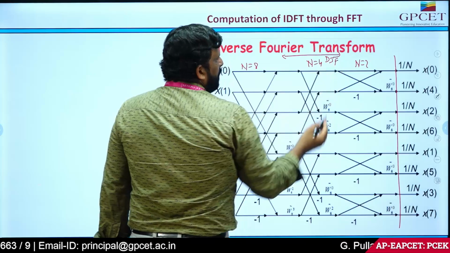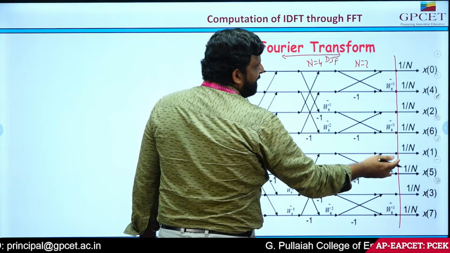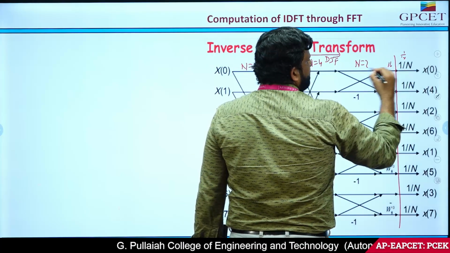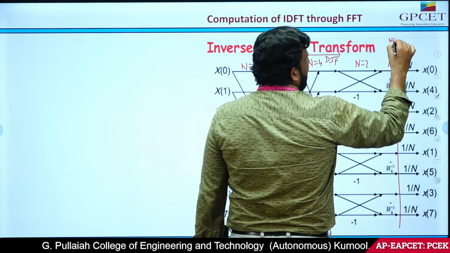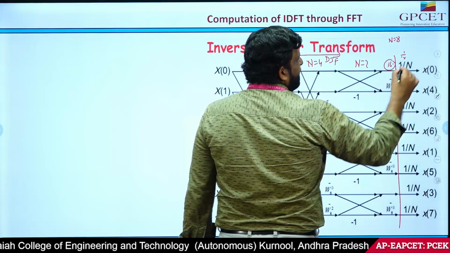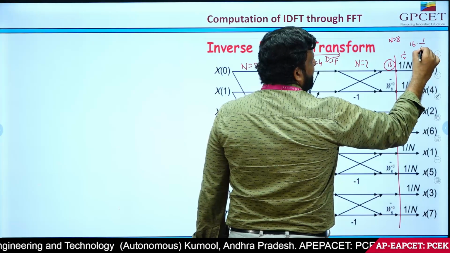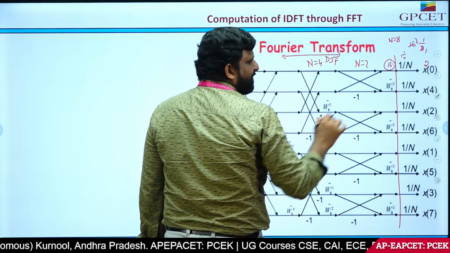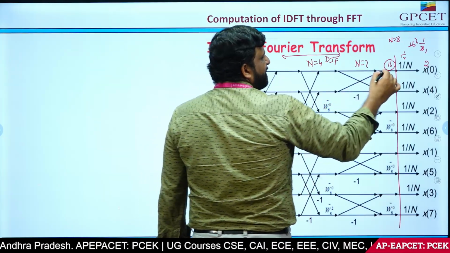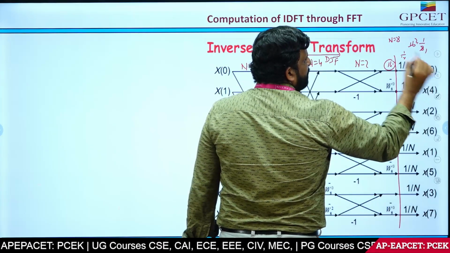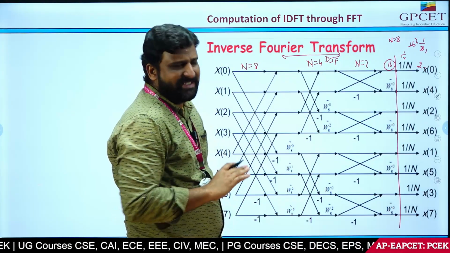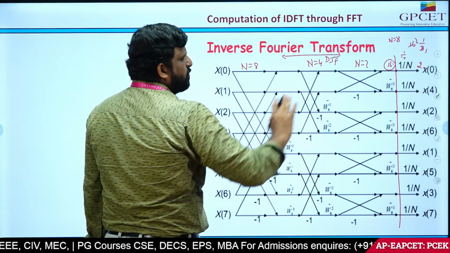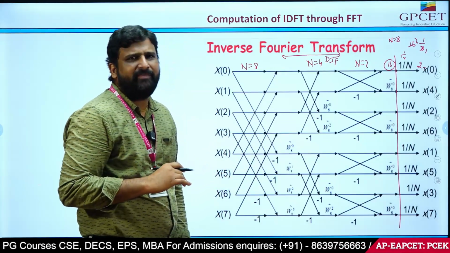What is the change? Whatever output I get here, I multiply that with 1 by n. For example, for n is equal to 8, if I got the output 16 here, that is 16 into 1 by 8. 8 ones are 8, 8 twos are 16. And what will be the output here? 2. In DIF, the output is 16. If it is IDFT, that output becomes 2. Everything will be the same, the diagram will be the same. The only difference is that whatever output I get will be multiplied with 1 by n.